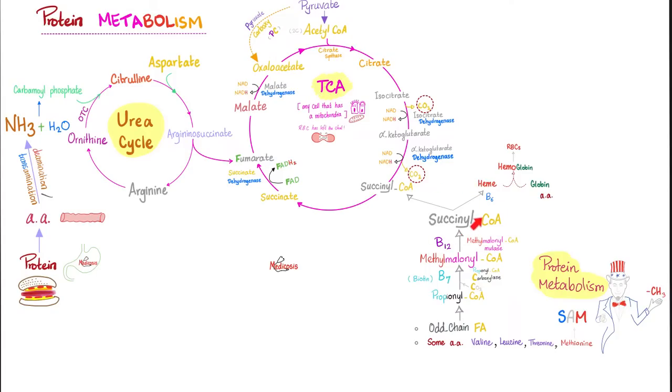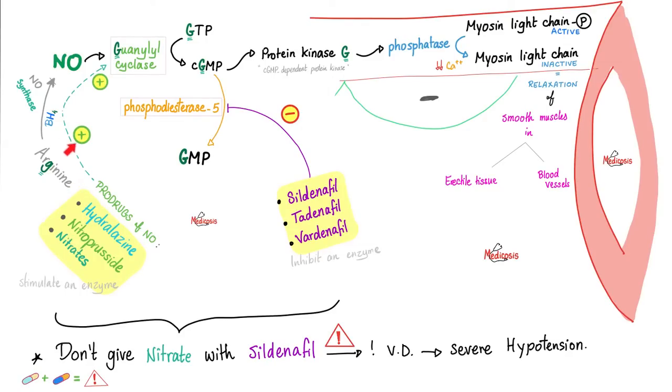Look what we have here. We have succinyl-CoA plus glycine equals heme. Heme plus globin equals hemoglobin, which is on your red blood cells. The same succinyl-CoA that made heme can also feed into the TCA cycle to give me ATP. Money.